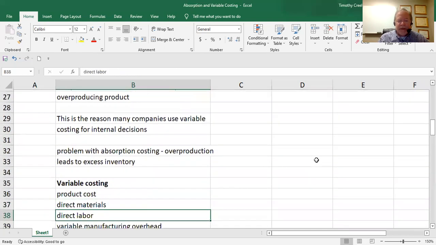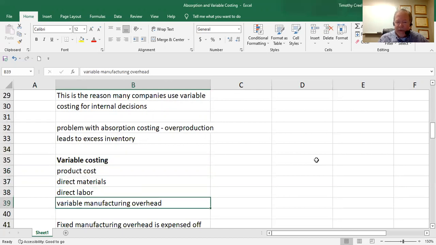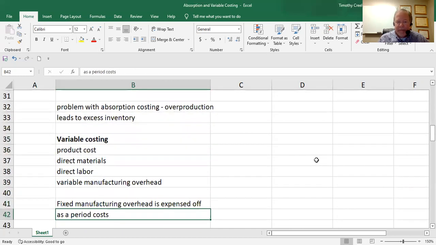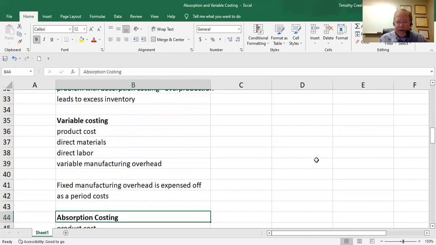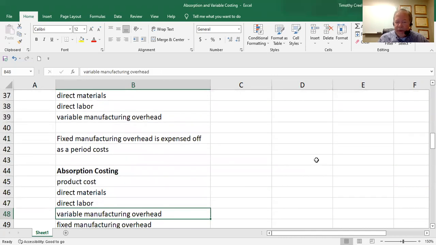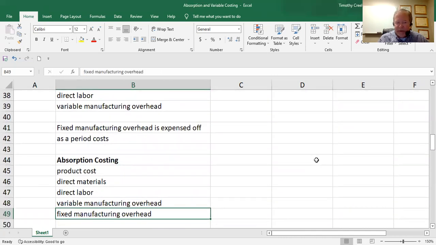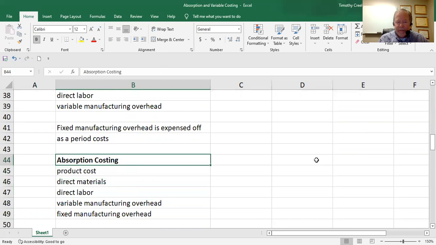So one main thing to know from this is that under variable costing, your product cost is direct materials, direct labor, and variable manufacturing overhead. Fixed manufacturing overhead is expensed off as a period cost each period. Under absorption costing, product cost is direct materials, direct labor, variable manufacturing overhead, and fixed manufacturing overhead. These are the four elements of product cost under absorption costing.